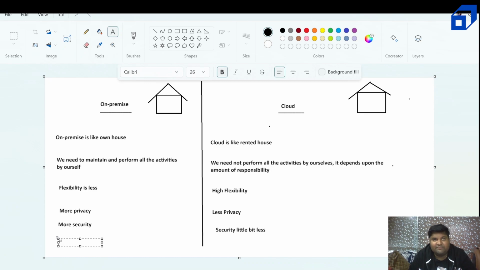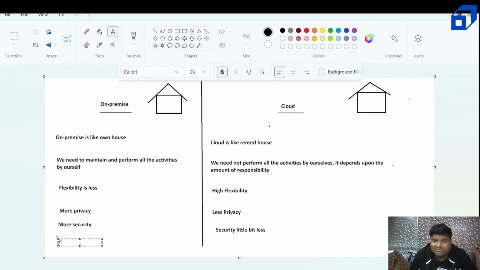Obviously, if some government company wants to host their private data on a cloud, which is accessible by that government agency only, that should be stored in private cloud. You cannot use hybrid or public cloud. Private cloud is very costly because the third party company will take care of all the privacy and all the security of the cloud. They could have used on-premise, but they cannot perform all the activities by themselves.